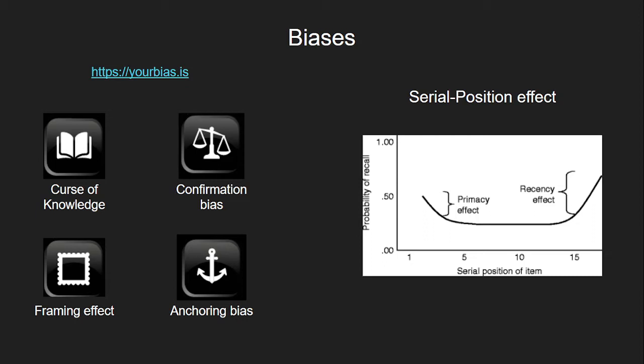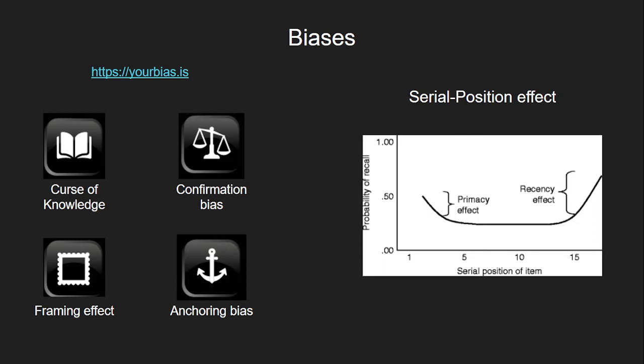So here are a few examples on the left. Curse of knowledge is the bias in which when you know something, you assume other people know it too. Confirmation bias is when you accept evidence that supports your worldview more easily than other evidence. Framing effect means that the better something is presented, the more likely it will convince people. And anchoring bias is the fact that the first thing sets expectations. So you remember better the first word of a sentence, for example.